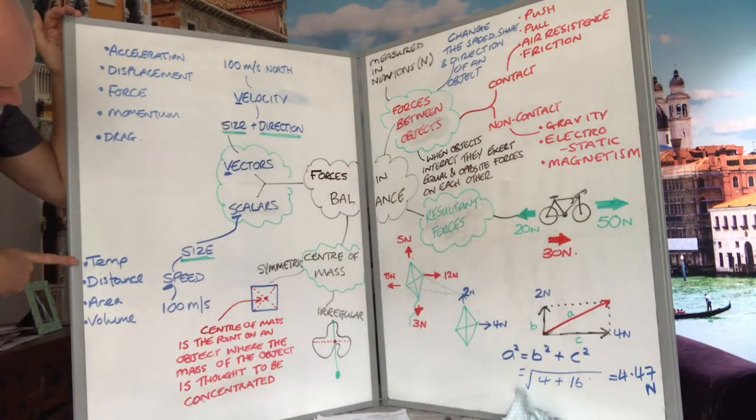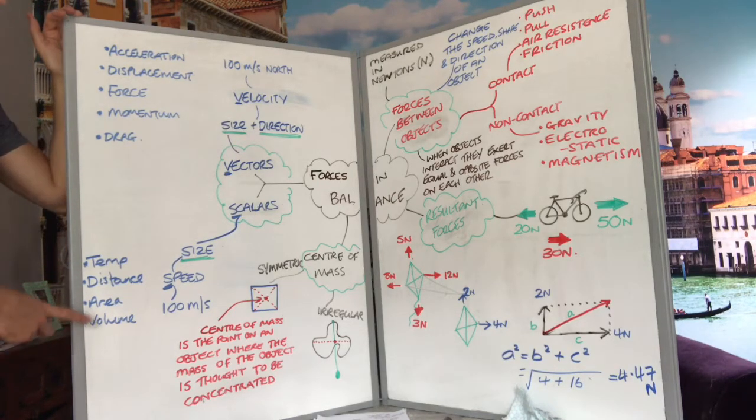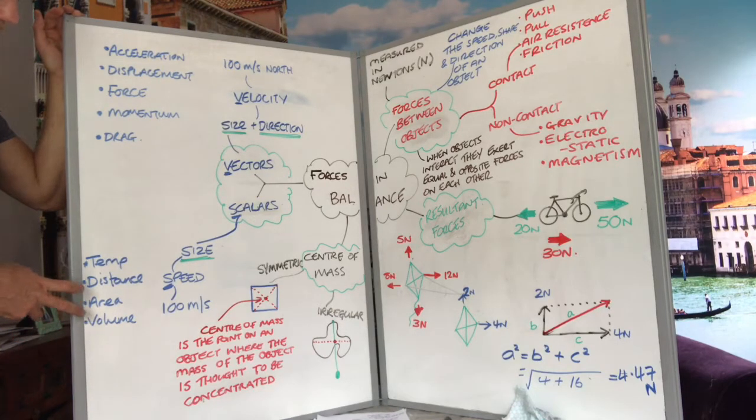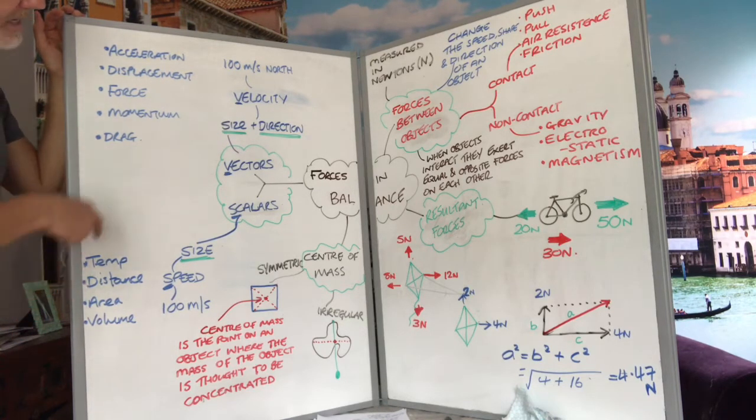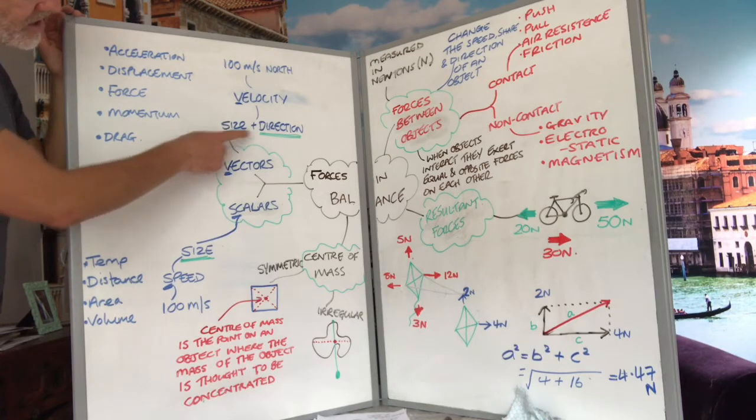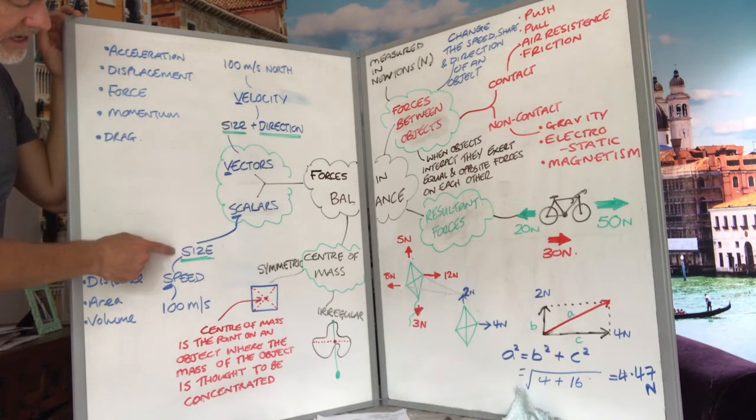Whereas these are scalars and they don't have a direction. Temperature, distance, area, volume. Okay? You'll be expected to be able to give examples of both and say what the difference is between them. Vectors have direction, scalars only have size.